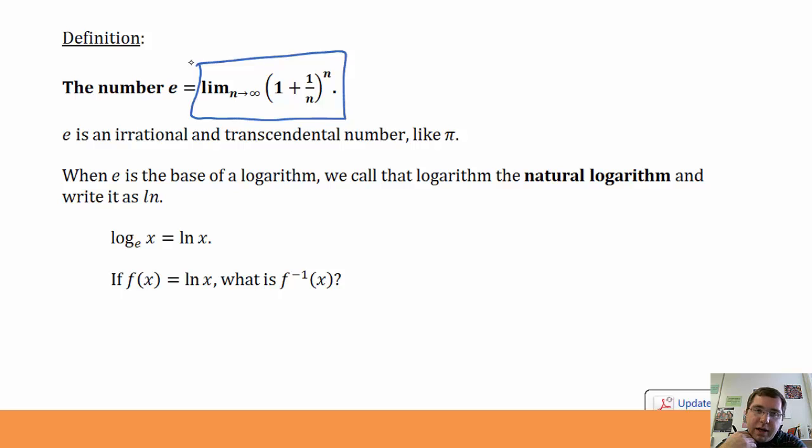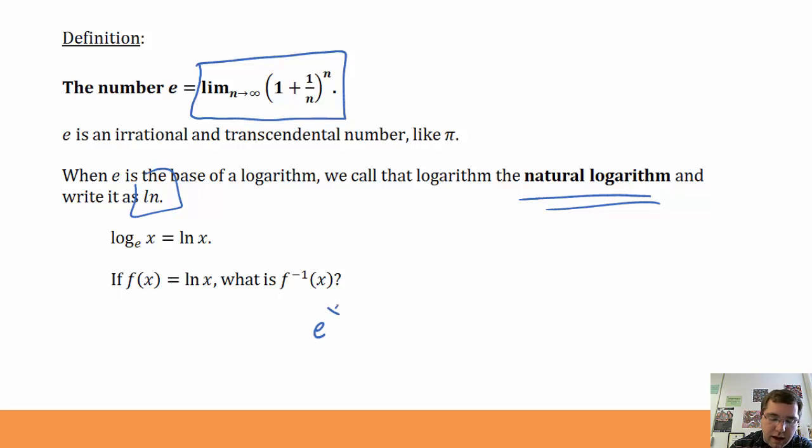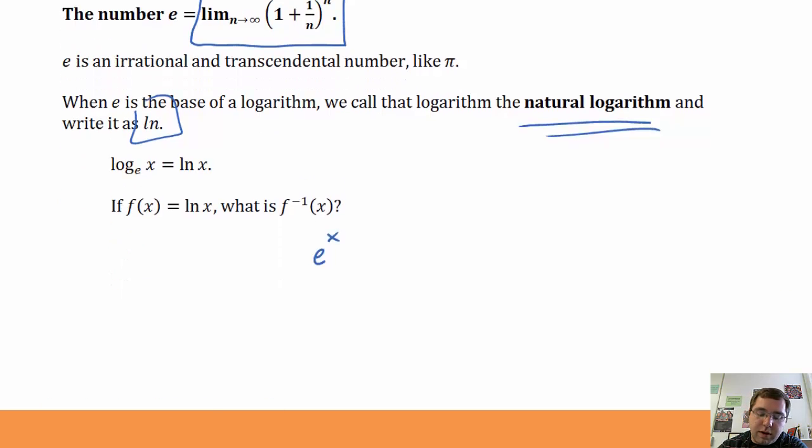When e is the base of a logarithm, we call that logarithm the natural logarithm. And we write it as ln for natural log. So the log base e of x is really the ln of x. Just different notation to represent a log with a base of e. So if f of x equals the ln of x, what is the inverse of the ln of x? Well, remember the way this works. The inverse is going to be e to the x power. So that's an exponential function with a base of e.